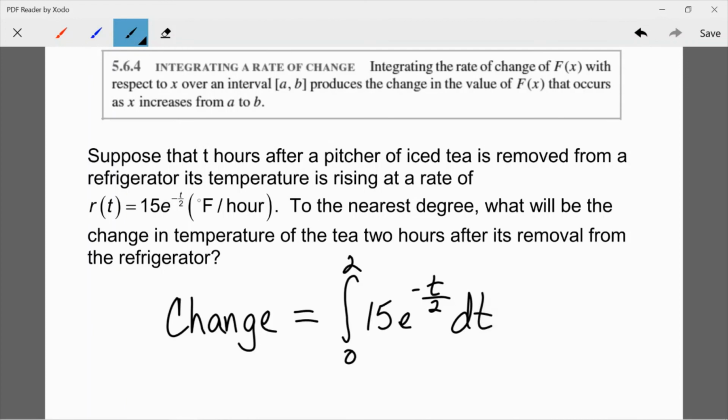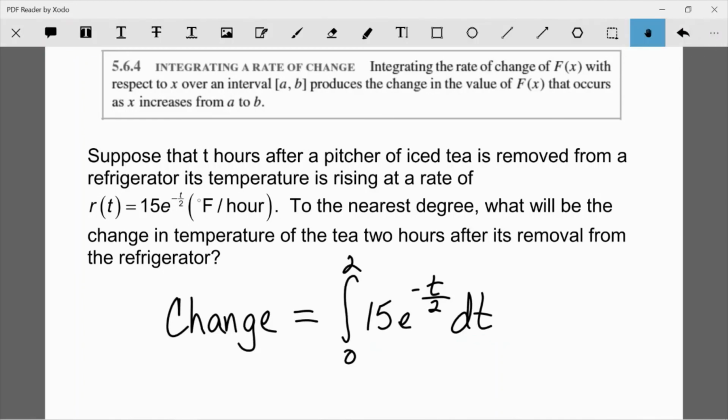For now, this would be a calculator question. Eventually, we'll be able to solve this out. But that's all we would have to do. Now, there's a couple things you can do to make sure that you're doing things correctly. Think about the units here. This 15e to the negative t over 2 is in degrees Fahrenheit per hour. Then we're multiplying by dt. So I'm multiplying degrees Fahrenheit per hour times time, or times hours. The hours would cancel. I get a net result of degrees Fahrenheit, which is the change in the degrees. Okay, so that's one way you could write this integral out.